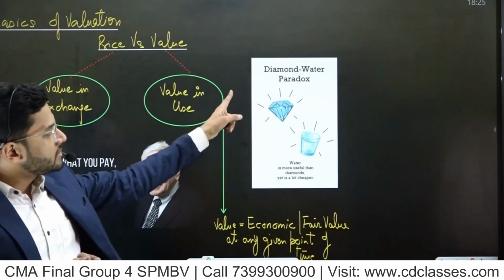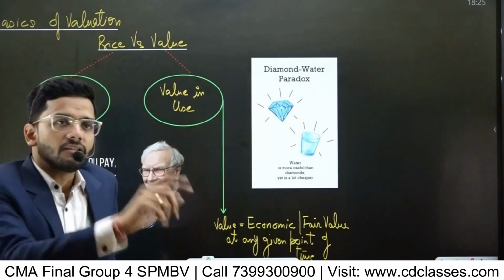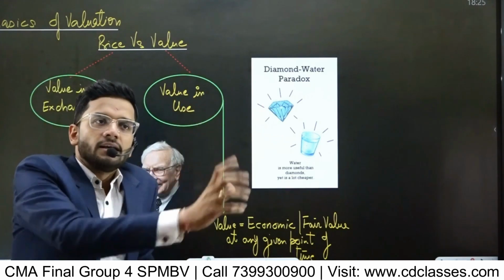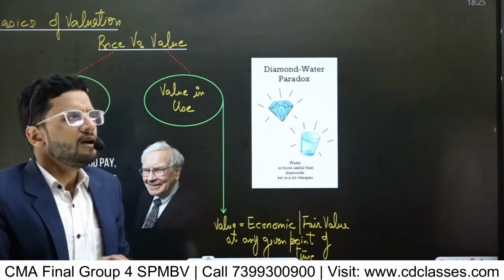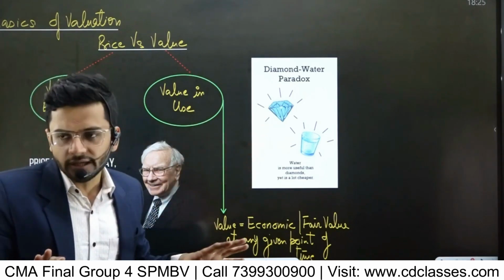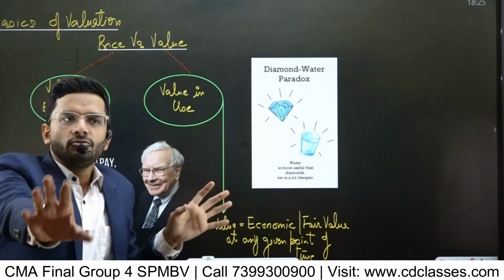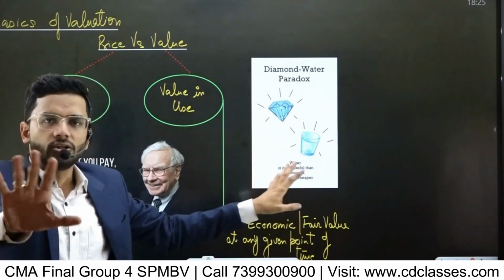It is popularly known as the diamond water paradox. Adam Smith, the father of modern economics, talked about this paradox in his studies. And again, guys, from an exam standpoint, not very important. It is not even there in your study mat. If you open your CMA study mat, this topic is not there.